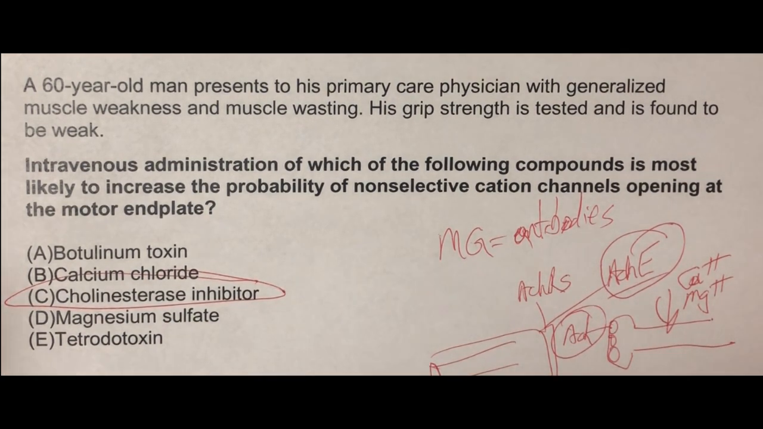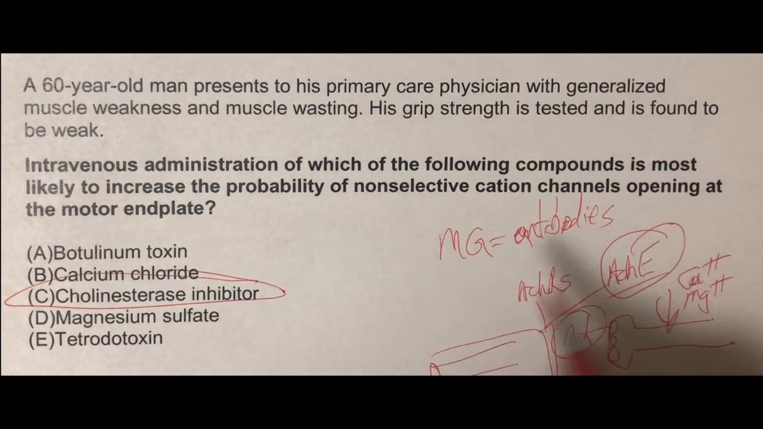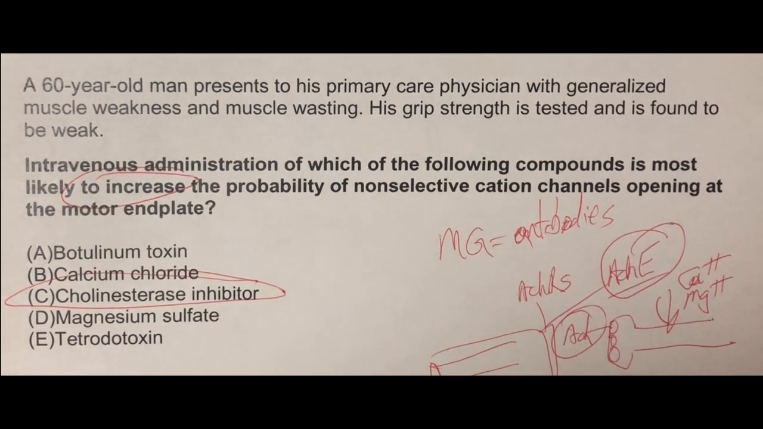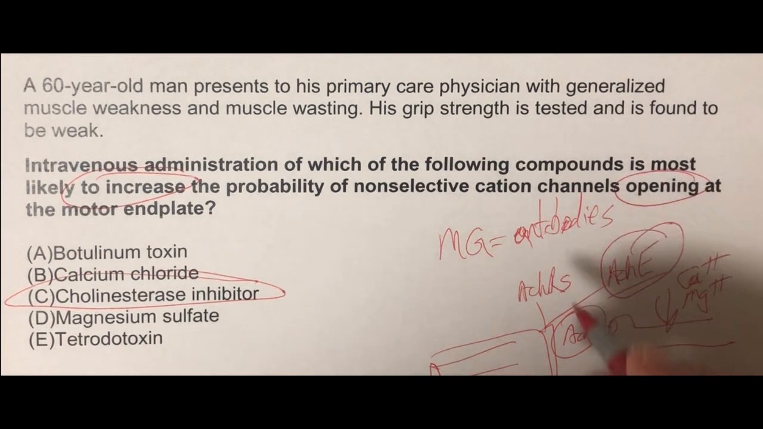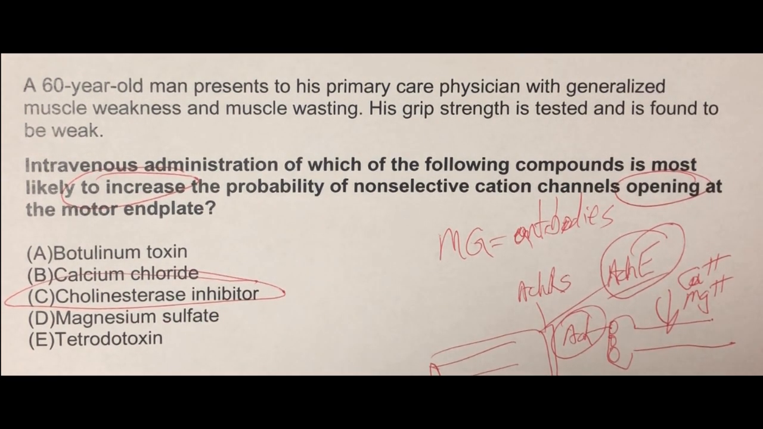And tetrodotoxin is a blocker of specific sodium channels, not non-selective cation channels. And if we gave tetrodotoxin, it would also make the muscle weakness worse. It would not do what a cholinesterase inhibitor would do, that is to increase acetylcholine and therefore increase the probability of opening the channel to get reversal of a muscle weakness.